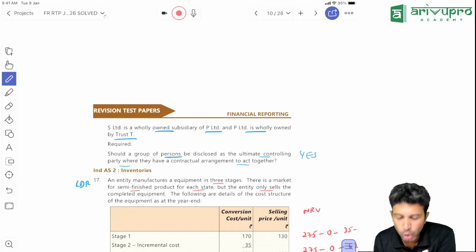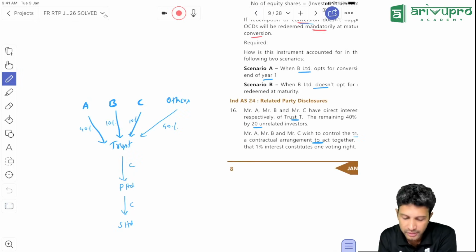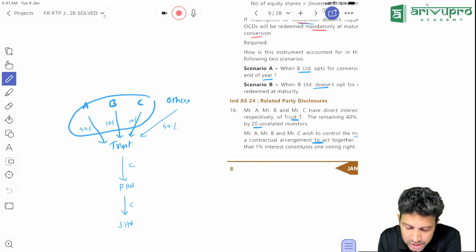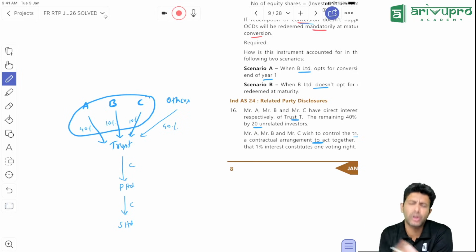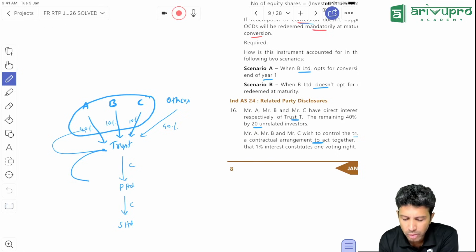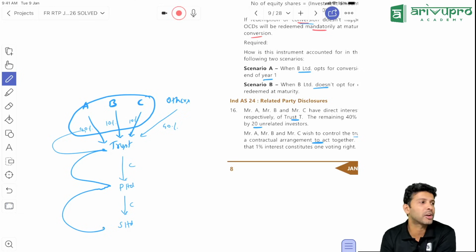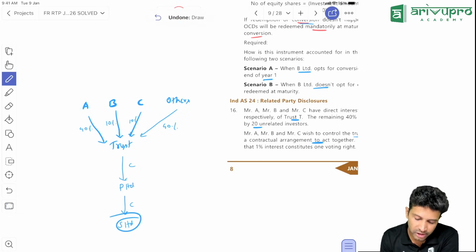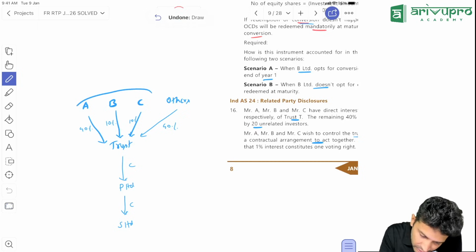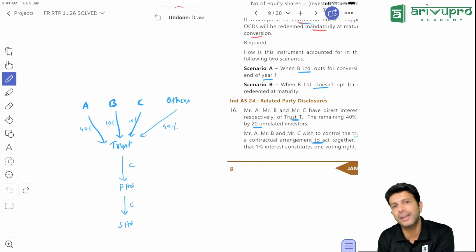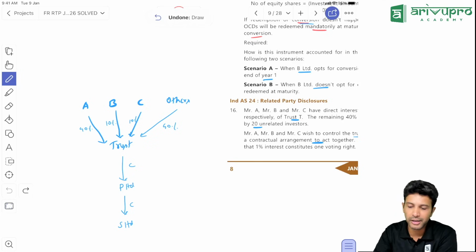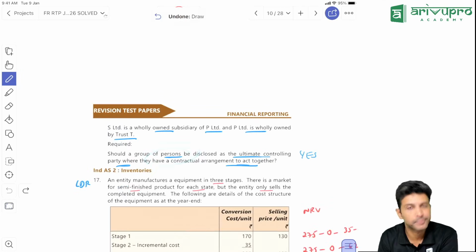Now, should the group of persons be disclosed as the ultimate controlling party where they have contractual agreement to act together? Sir, these 3 people have contractually agreed to act together, which means they have joint control. So they are able to control the trust, through the trust they control P, and they'll be able to control S also. So when S Limited prepares financial statements, yes, they will have to show that Mr. A, B and C, through the contractual agreement, are the jointly controlling parties. That you need to tell.